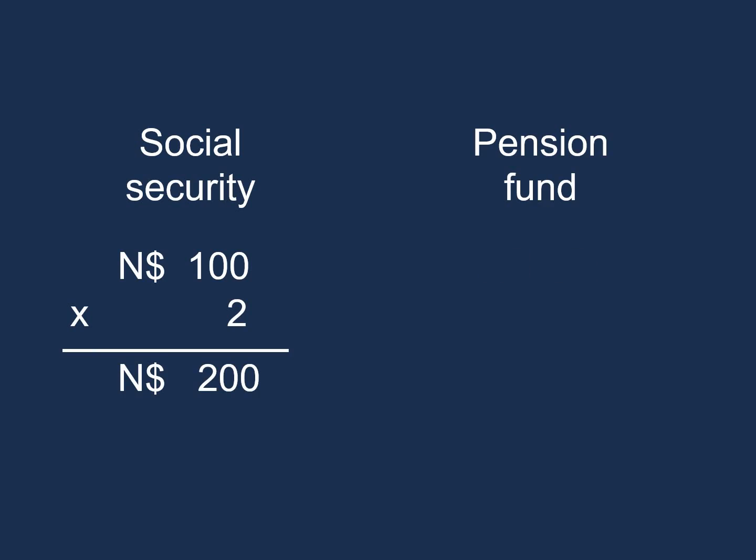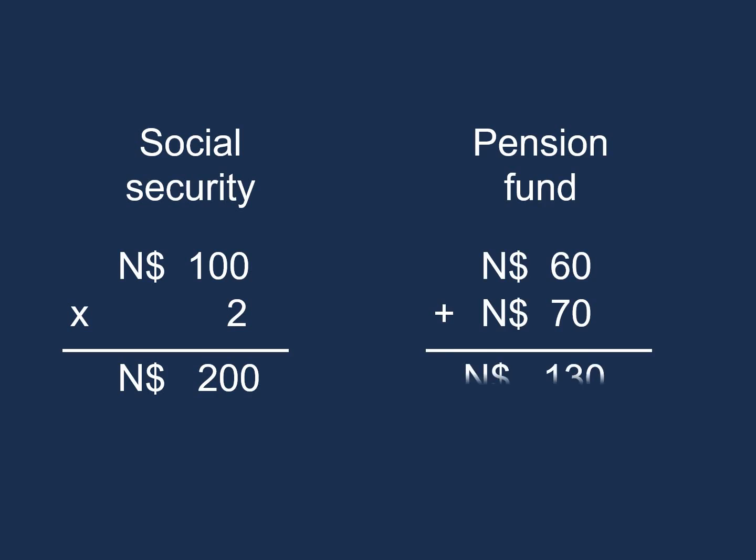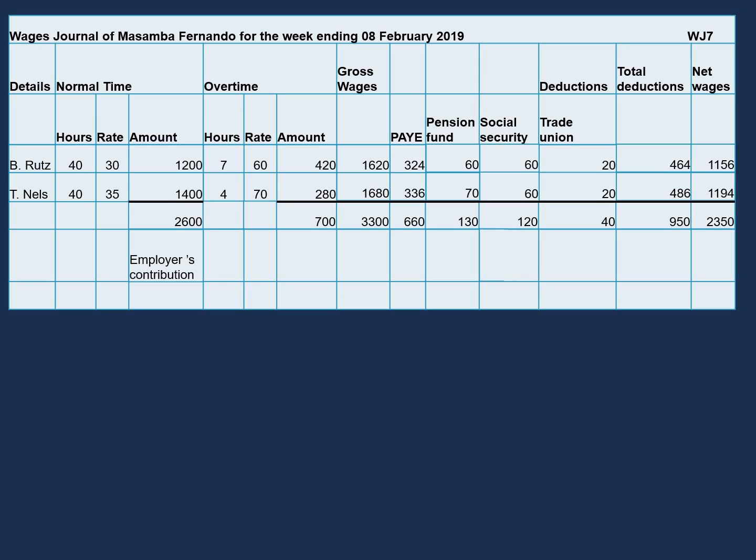And in regards to the pension fund, the employer will match the contribution from each employee. B Roots contributed 60 and T Nels contributed 70, so the employer's contribution will be 130. Let's go enter that in our wages journal. There we go. If we add up those two amounts, we will get $330.